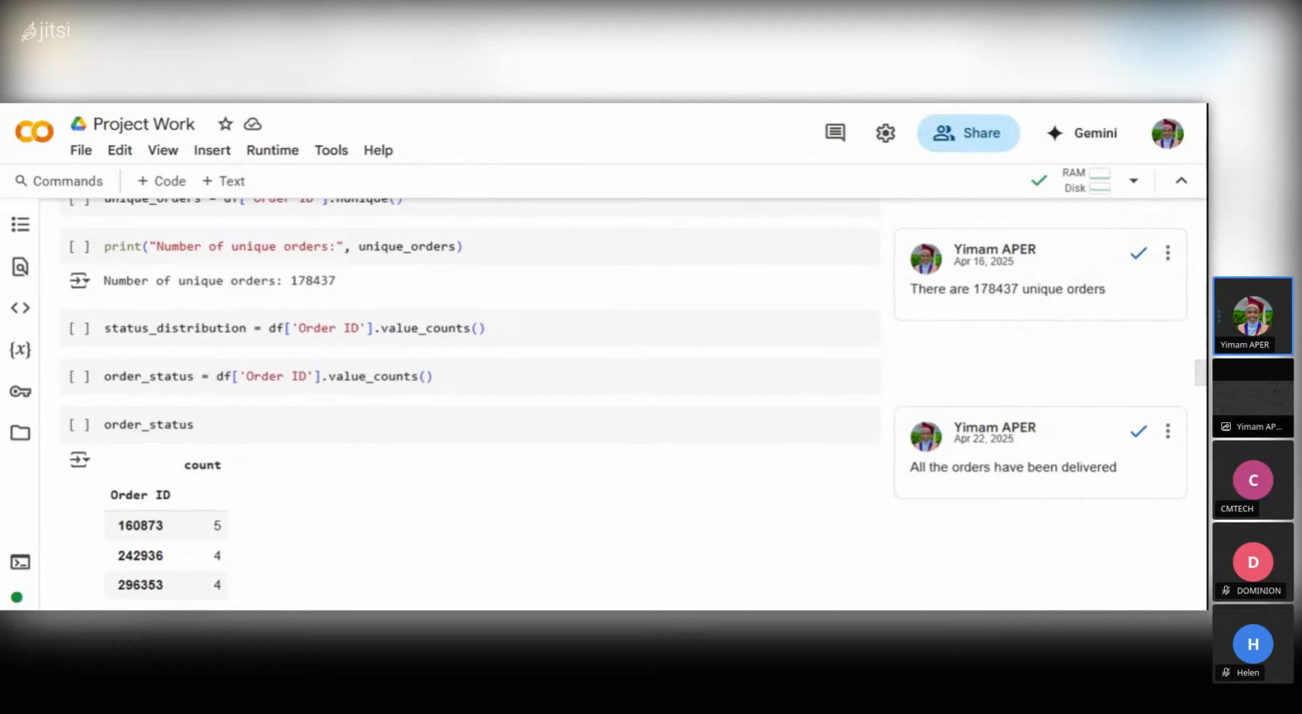The next question was how many unique customers are there?